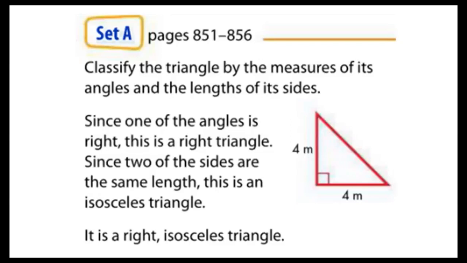Why did we say that? Because we have just one right angle inside and we also have two sides equal in length.